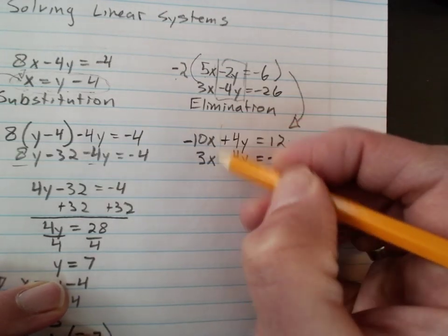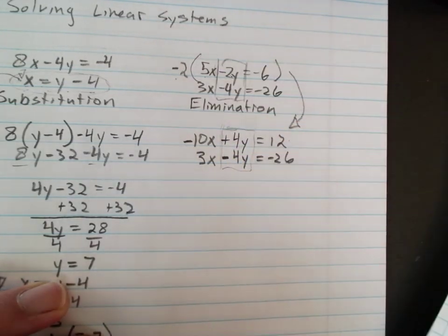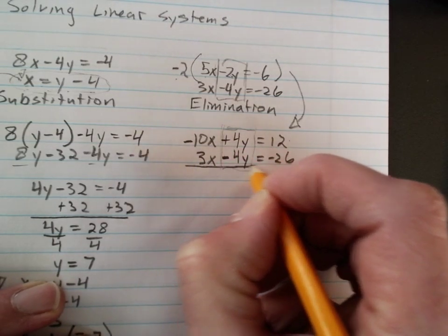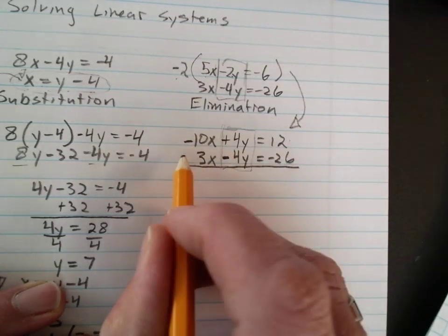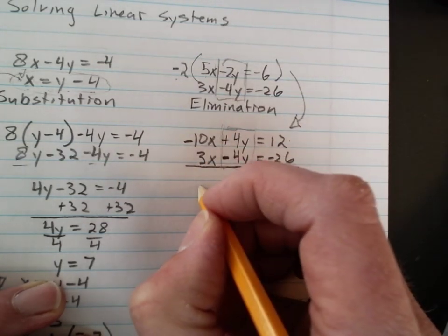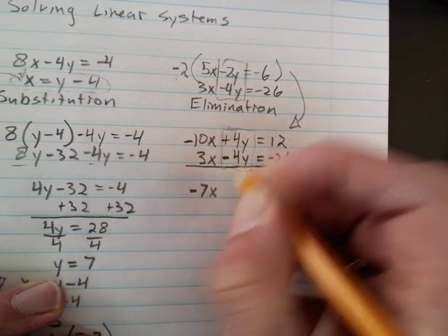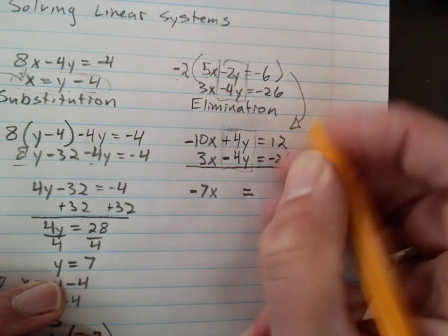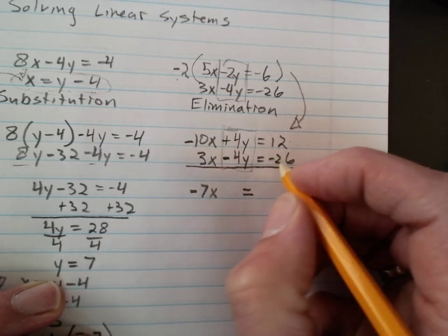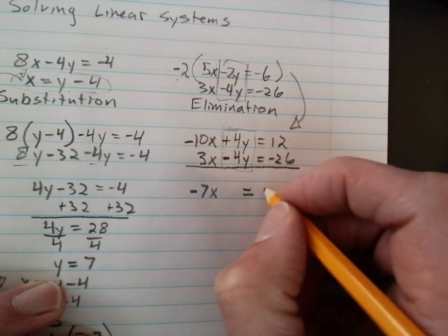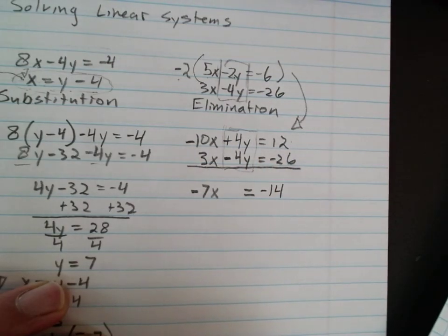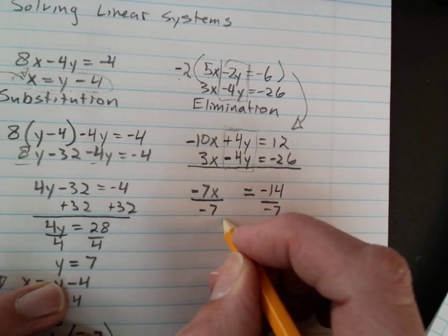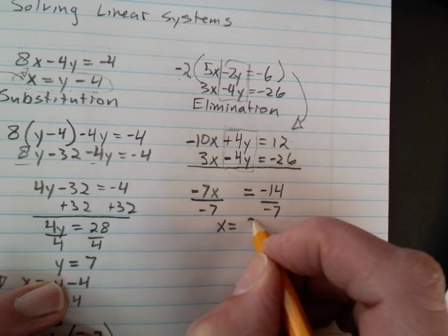And do you see what I did? These guys will eliminate each other. 4y's minus 4y's is going to be exactly 0y's. So then again, I'm just working vertically. Negative 10x and 3x, I'm going to have negative 7x's. That eliminates. And then negative 7x is going to be equal to, so now I have a positive 12 and a negative 26. Last time I checked, that's going to be negative 14. Divide by that negative 7, so that x is going to be equal to a positive 2.